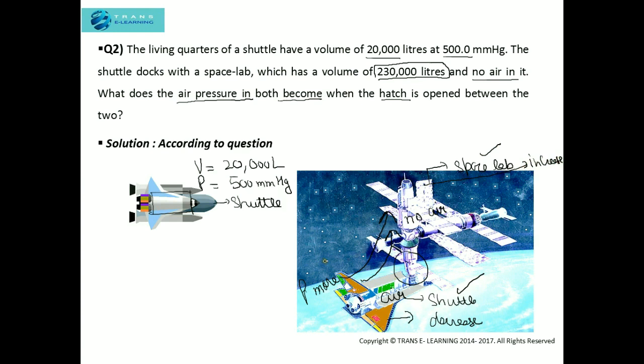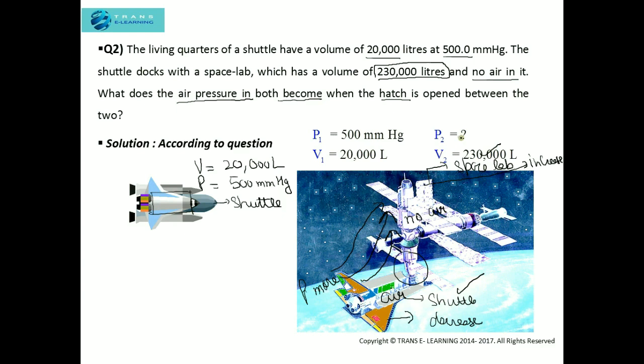First of all, we need to analyze what is given and what needs to be found, which is the second step. So let's see. I have taken the pressure 1 as well as the volume 1 as that of the shuttle. Why? Because the air will be flowing from the shuttle to the space lab. So the pressure 1 and the volume 1 is of the shuttle. Volume of the space lab is given as 230,000 liters, and we need to find the pressure corresponding to it.